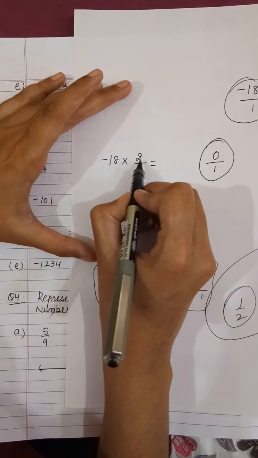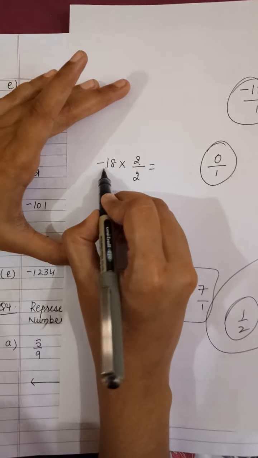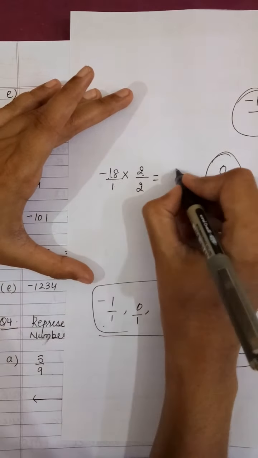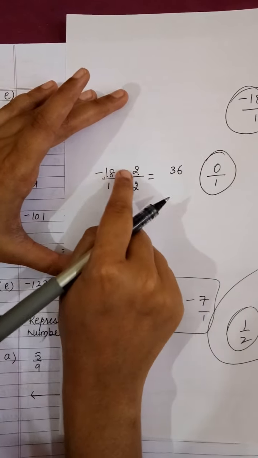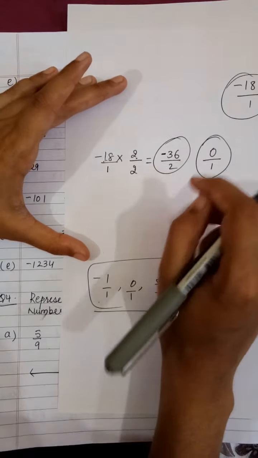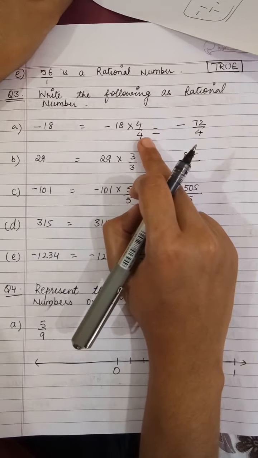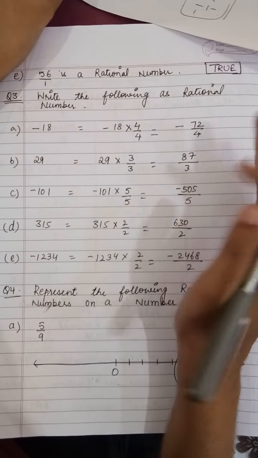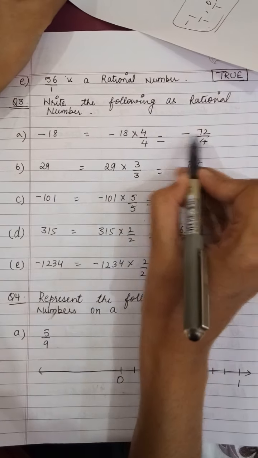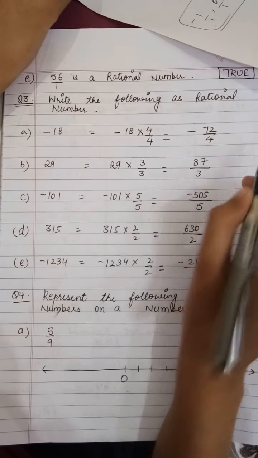Now the numerator will be multiplied with the numerator. Do not cancel it. Just multiply the numerator with the numerator and the denominator with the denominator. What is 18 twos? 36. What is the sign here? Minus. Divided by 2. So this has become a fraction, and a fraction means a rational number. What I have done here is multiply minus 18 by 4. You can take any number of your choice, but you have to multiply and divide with the same number. Now 18 fours are 72. The sign is minus, and in the denominator 4 is there, so it will be 4.